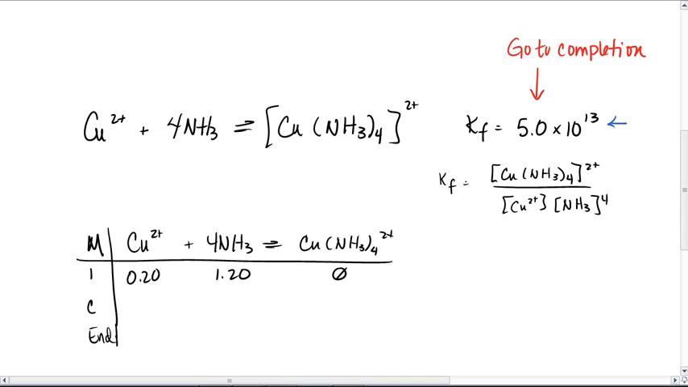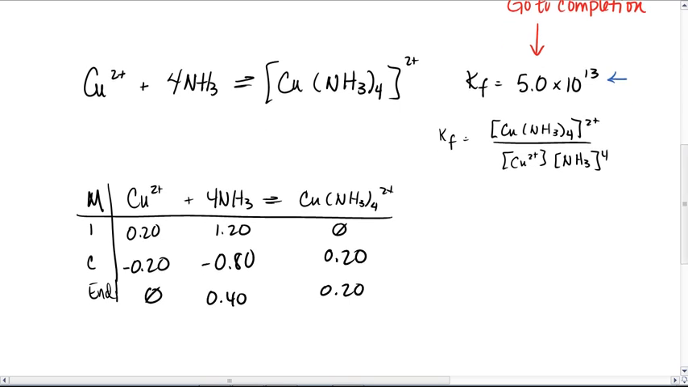And so what I mean is, essentially, this is all going to react. I realize in the end we're going to end up with a teeny tiny bit of it left. But with a K value that big, it's really like it's all going to disappear. That's what your calculator is really trying to tell you. It's all going. And then I'm going to lose 4 times that, so I'm going to lose 0.8. And I'm going to gain 0.2. And so in the end, I end up with this.